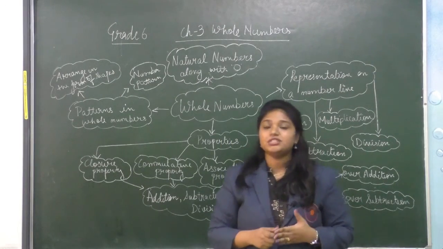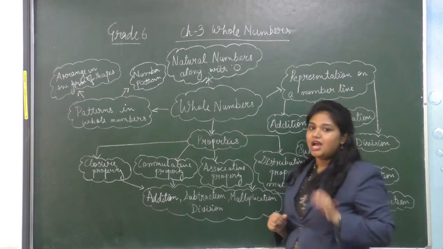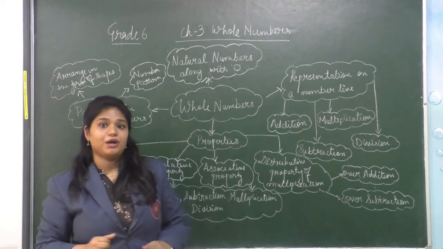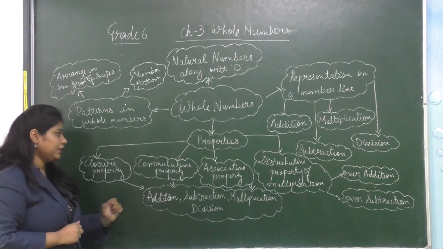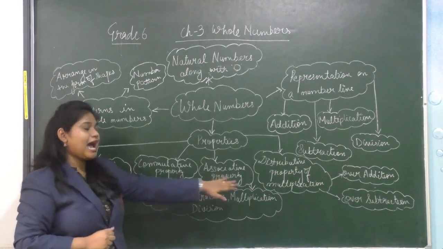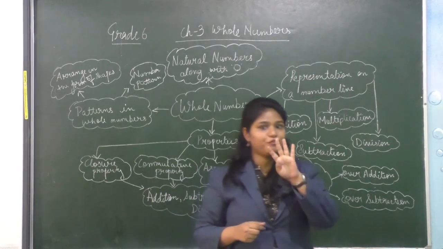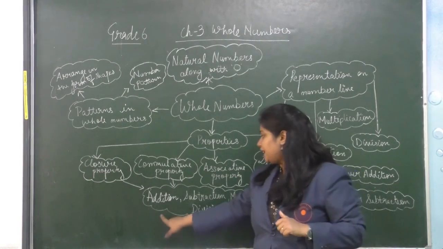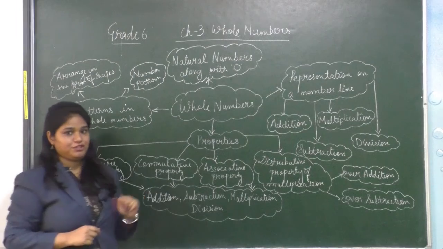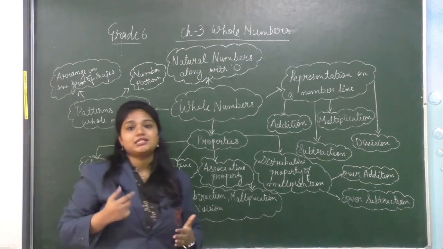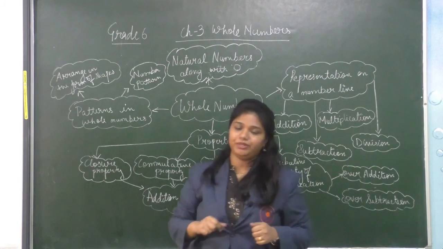Okay. After this, we learned about the properties of whole numbers. Under that, we learned about three common properties, that were closure property, commutative property and associative property. We learned these properties for four operations, that were addition, subtraction, multiplication and division. Now let's revise these properties one by one. Let's talk about the closure property.